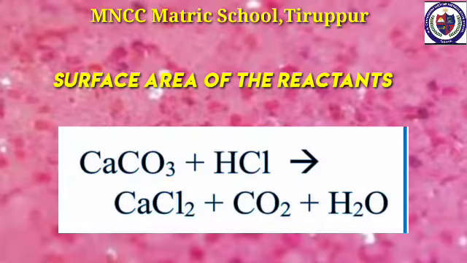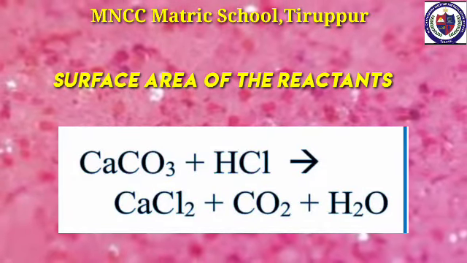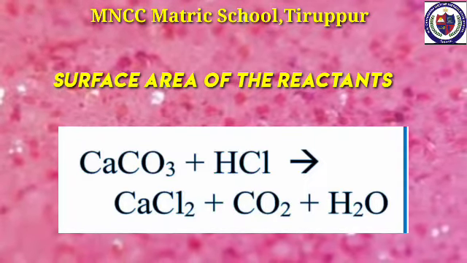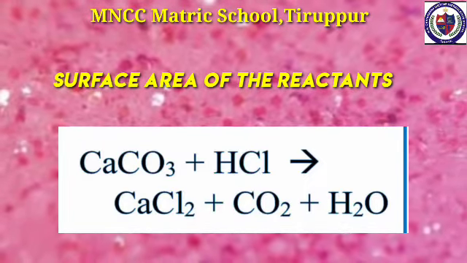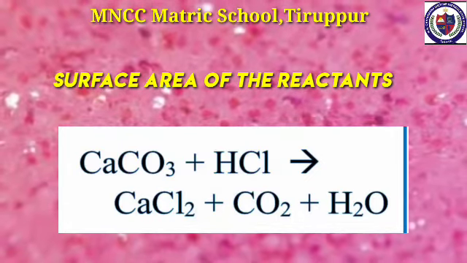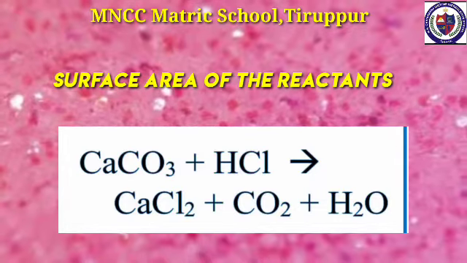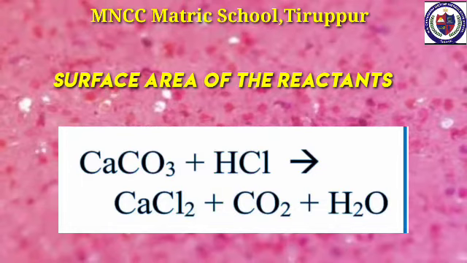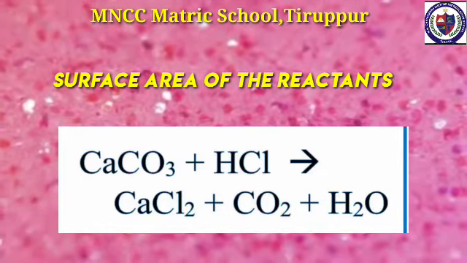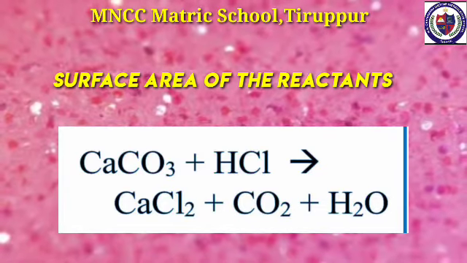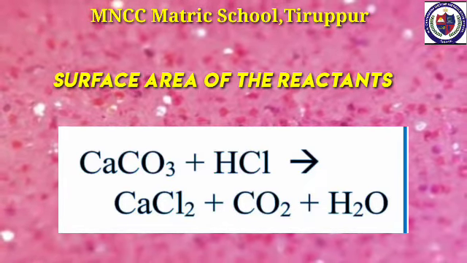And the last one is surface area of the reactants. When solid reactants are involved in a reaction, their powdered form reacts more readily. For example, powdered calcium carbonate reacts more readily with hydrochloric acid than marble chips because powdering of the reactants increases surface area and more energy is available on collision of the reactant particles. Thus the reaction rate is increased.